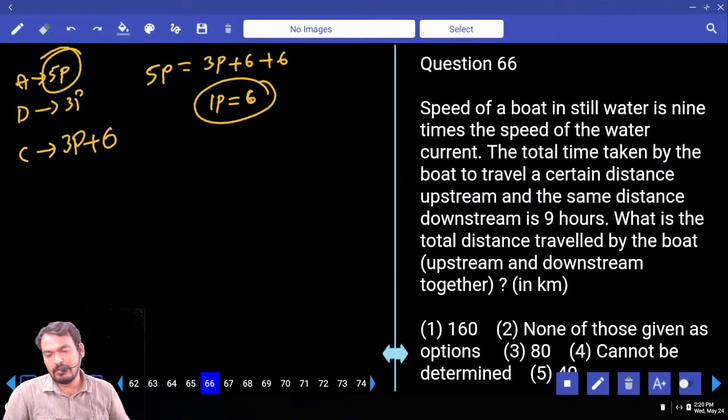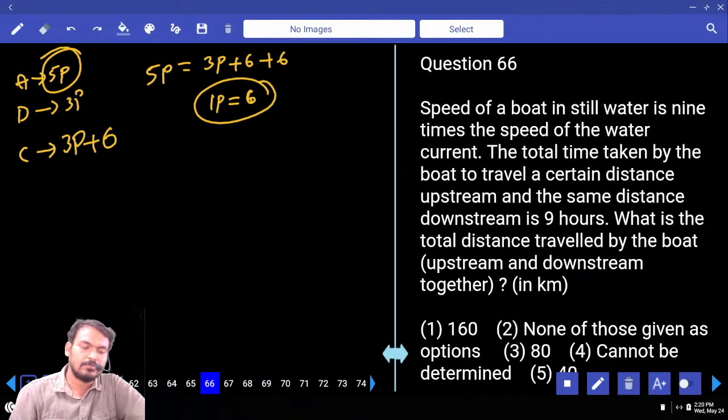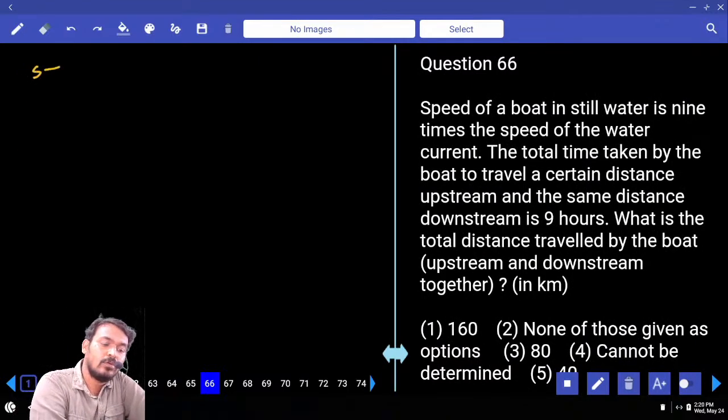Speed of the boat in still water is 9 times of which one? Speed of the water current. Means speed of the stream is how many parts? Speed of the stream is 1 part. Boat speed is 9 parts.